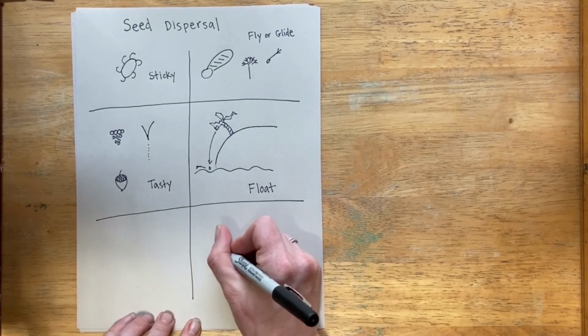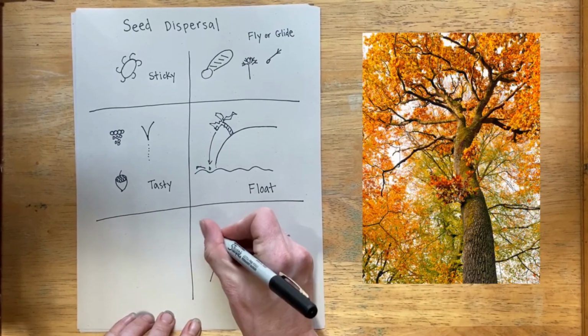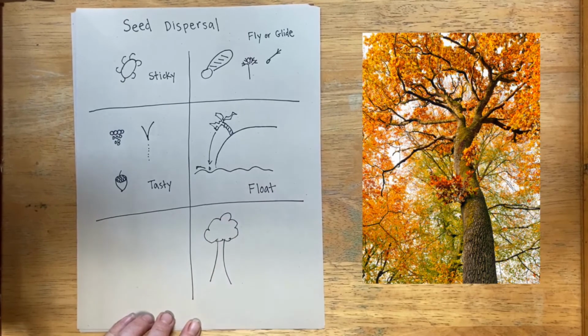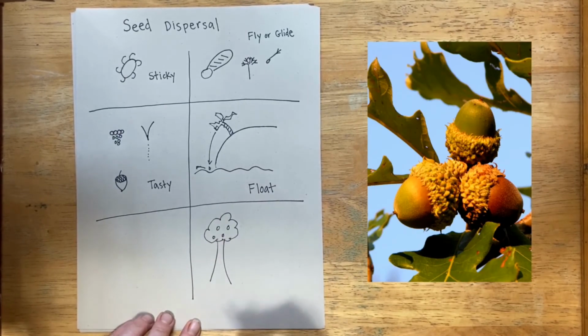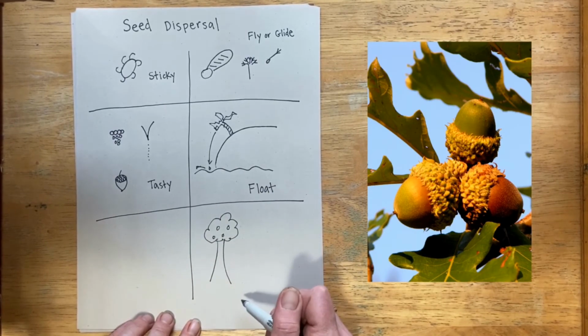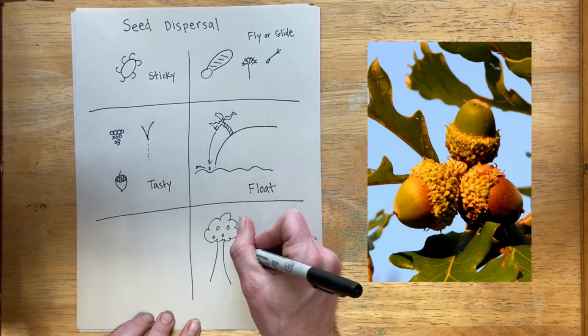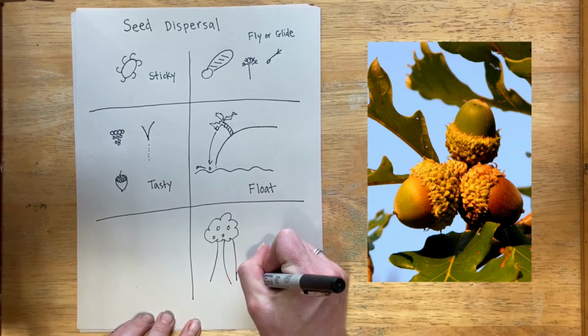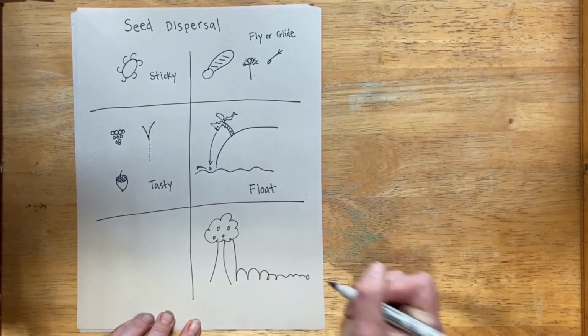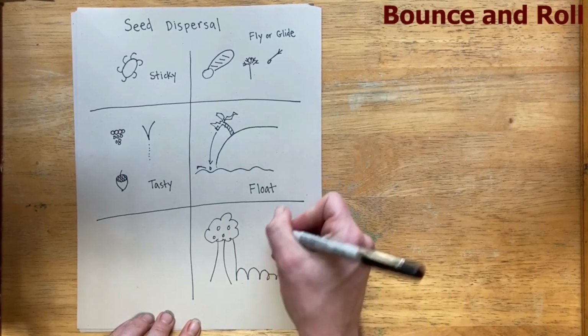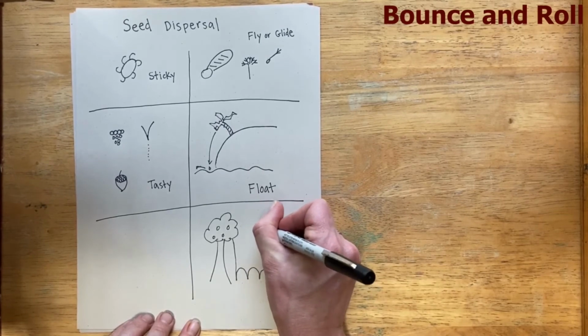Now imagine there is a big tree covered in round nuts. If a round nut fell from way up high out of that tree, would it stay right where it landed? What do you think? No. It would bounce and roll away. It's kind of shaped like a ball. So we will say that some seeds bounce and roll.